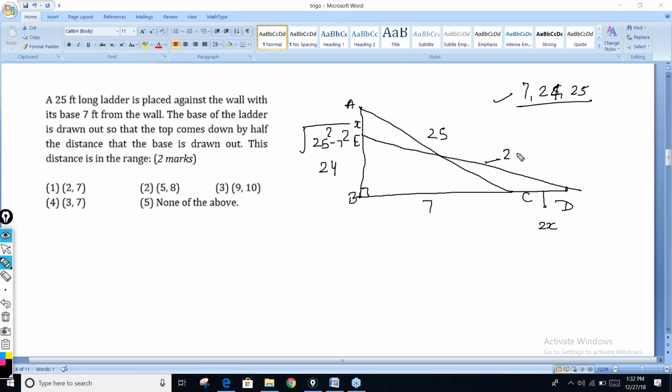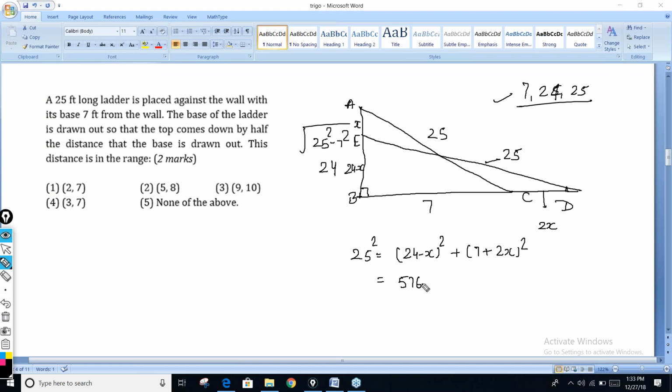The ladder length is still 25. This is 2x, this is 7. This is x, so this will be 24 minus x. So again, if I apply the Pythagoras here, I can say that 25 square is equal to 24 minus x whole square plus 7 plus 2x whole square. This distance is double this distance, so that becomes 7 plus 2x. That is x. Complete was 24, so that is 24 minus x, and the ladder is still 25. So I applied the Pythagoras again.